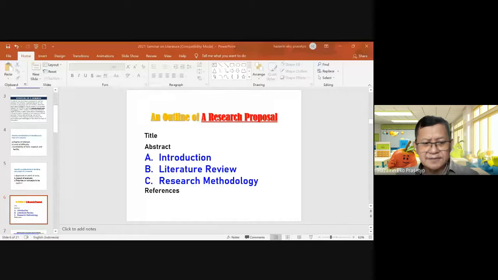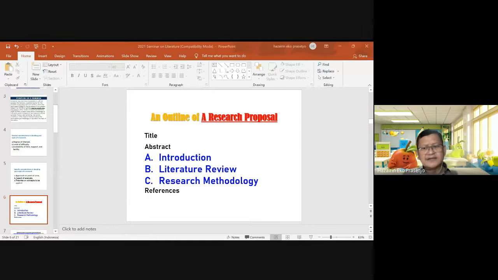And the third part of your abstract should talk about the methodology of research you apply: the research approach, the data collection technique, the data analysis technique that you use, and how the results of your study would be presented. That's all.